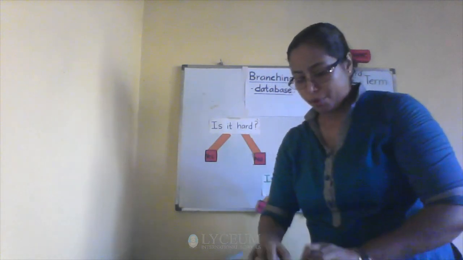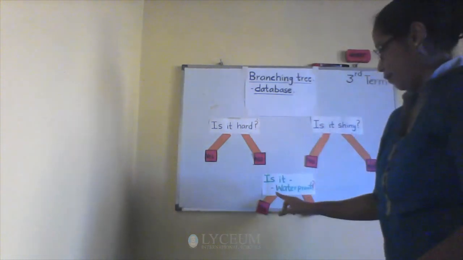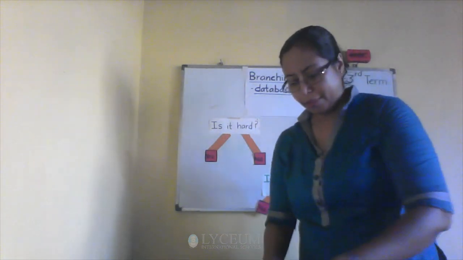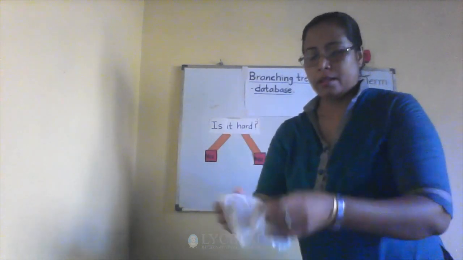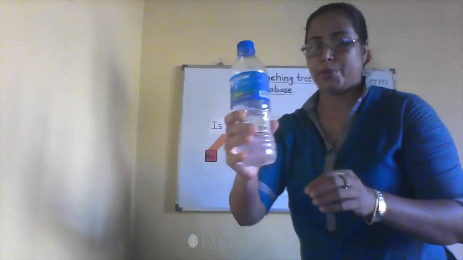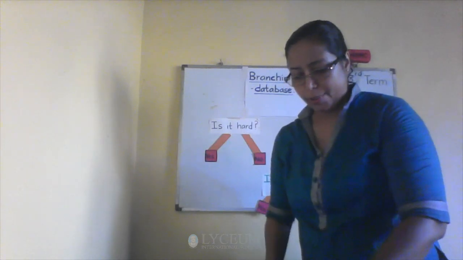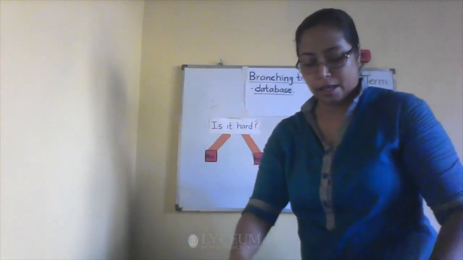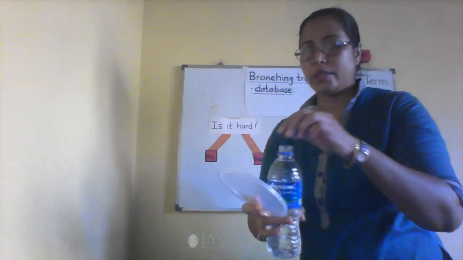Right, now I am going to take 2 materials for the next property, waterproof. Let me take a plastic lid and a tissue. Now to do this I need a bottle of water, so keep everything ready. I will use a tray like this so that the water doesn't go all over. I'm going to place it down, and now I'm going to pour some water over this lid.